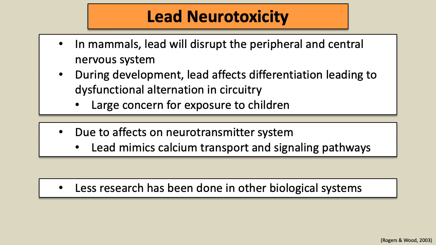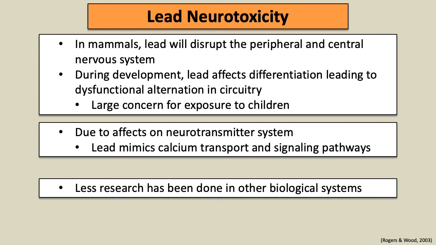Lead is a well-known neurotoxin as well. In mammals, it will disrupt the peripheral and central nervous system, and during development, lead affects differentiation, leading to dysfunctional alterations in circuitry. So this is a large concern for children who, in previous decades in America, were at risk for lead exposure from consuming things like paint chips or putting toys in their mouth that were painted with lead-based pigments.